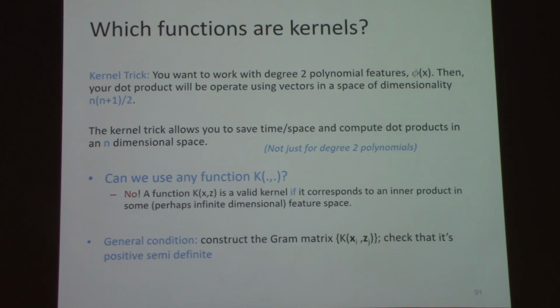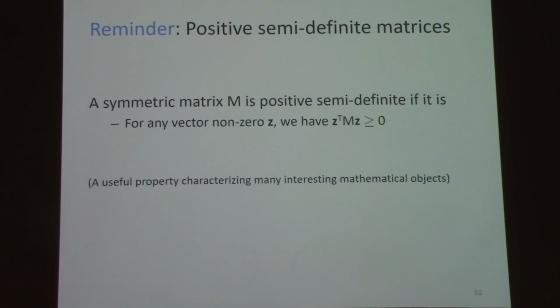And there are general ways of doing this. What you do is you construct what's called the gram matrix of that kernel and check that it's positive semi-definite. Let me expand on that a little bit. Just a reminder of positive semi-definite matrices. I'm fairly certain that all of you have seen it at least once, because homework 0 had it.